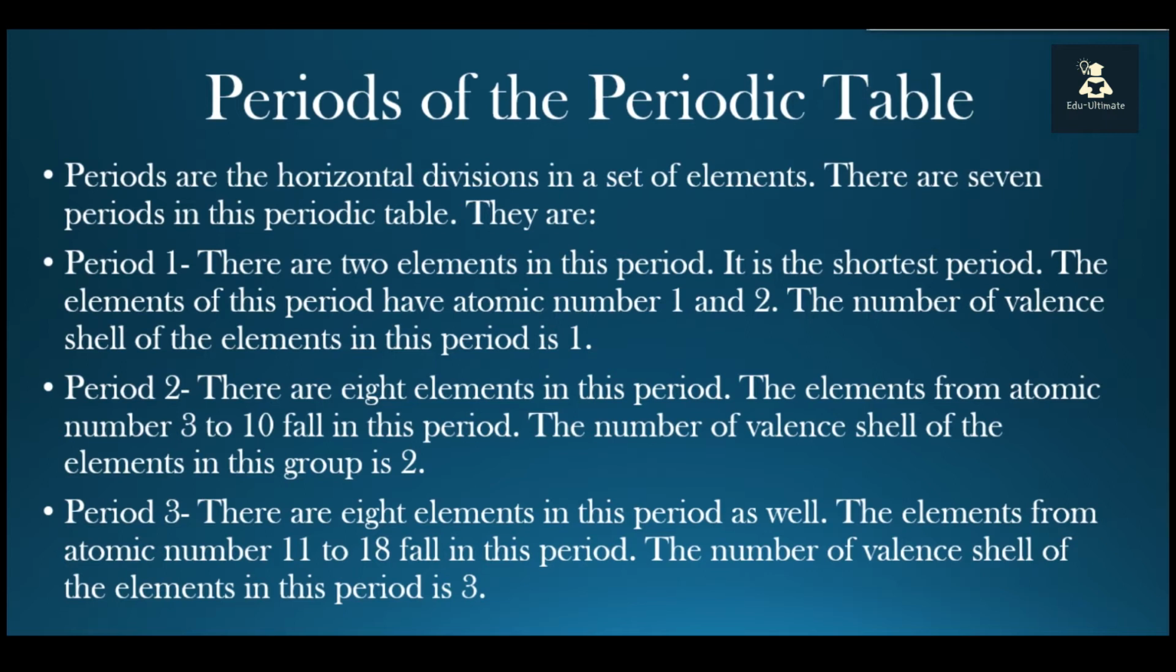Period 2. There are 8 elements in this period. The elements from atomic number 3 to 10 fall in this period. The number of valence shells of the elements in this period is 2. Period 3. There are 8 elements in this period as well. The elements from atomic number 11 to 18 fall in this period. The number of valence shells of the elements in this period is 3.